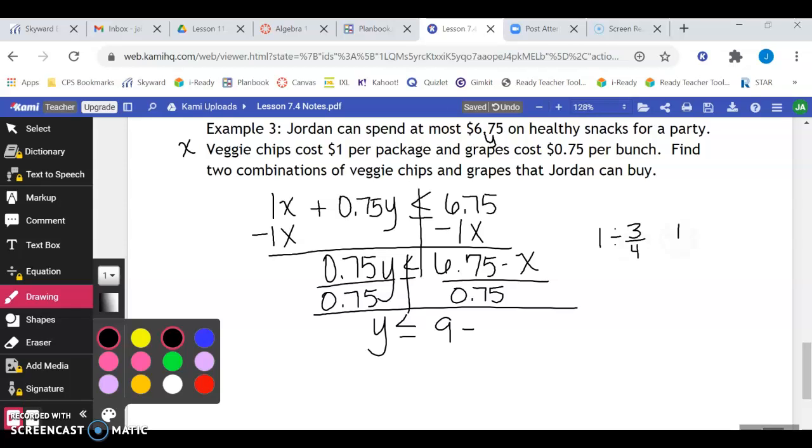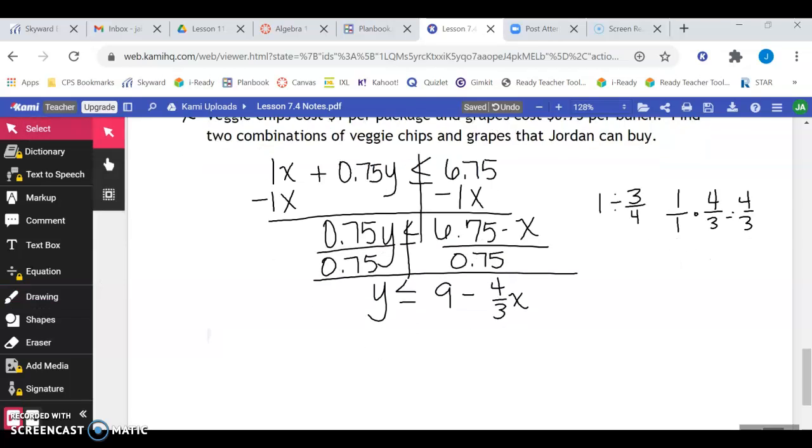So keep, change, flip. We're going to keep that 1 but make it a fraction, change to multiply, and flip that 3/4. So we're going to end up with 4/3 for that answer for our slope. Remember, we want it improper because we have to do rise over run.